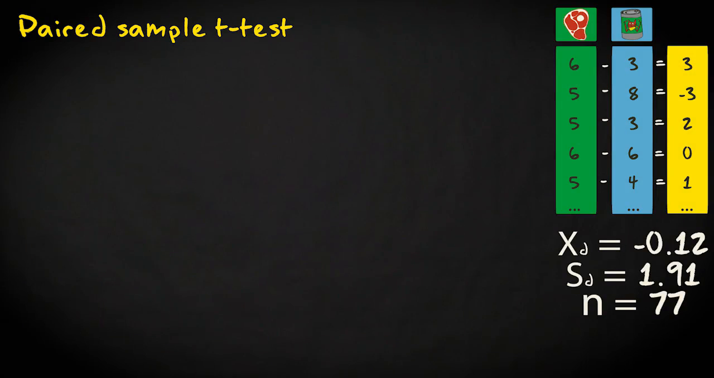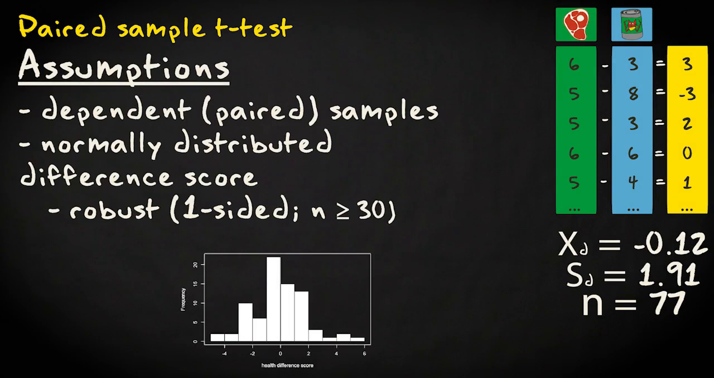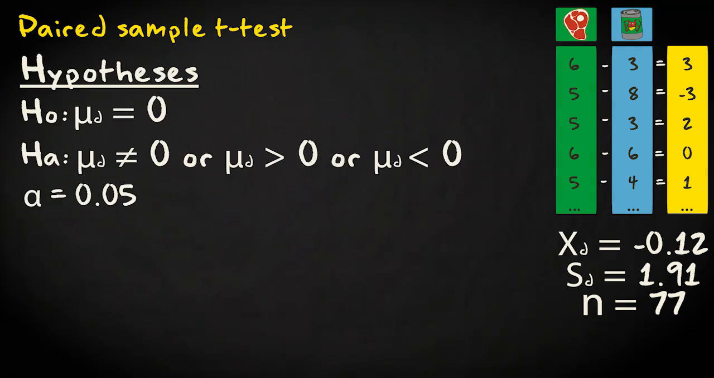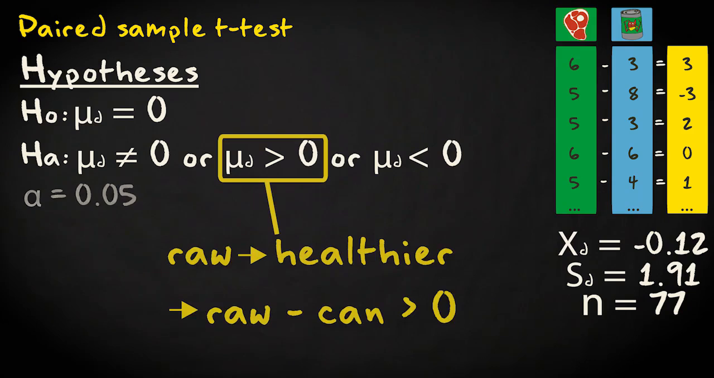First, I have to transform the raw scores into difference scores and check whether the scores are distributed normally by looking at the histograms of their difference scores. The distribution looks normal, but even if it hadn't, the sample size is large enough to ensure a robust one-sided test. The null hypothesis states that the mean difference score is 0. My one-sided alternative hypothesis is that the difference will be larger than 0 since I subtracted the canned food health scores from the raw meat health scores. I'll set the significance level to 0.05.